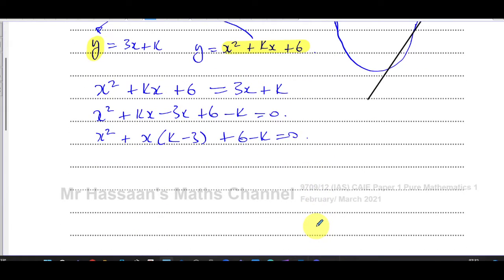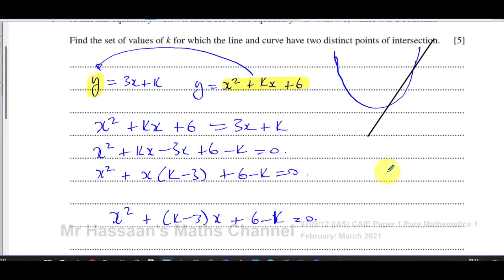So again, to make it very clear, I'm going to write x squared plus k minus 3 x plus 6 minus k equals 0. So my coefficient of x squared is 1, the coefficient of x is k minus 3, and the constant is 6 minus k. Now, if you were to solve a quadratic equation by using the quadratic formula, for example, you would have x equals minus b plus or minus the square root of b squared minus 4ac over 2a.